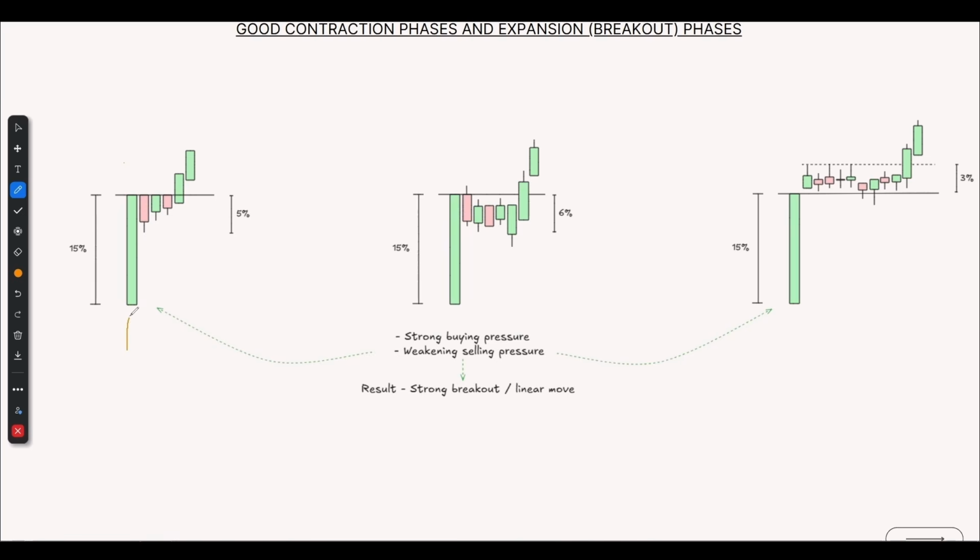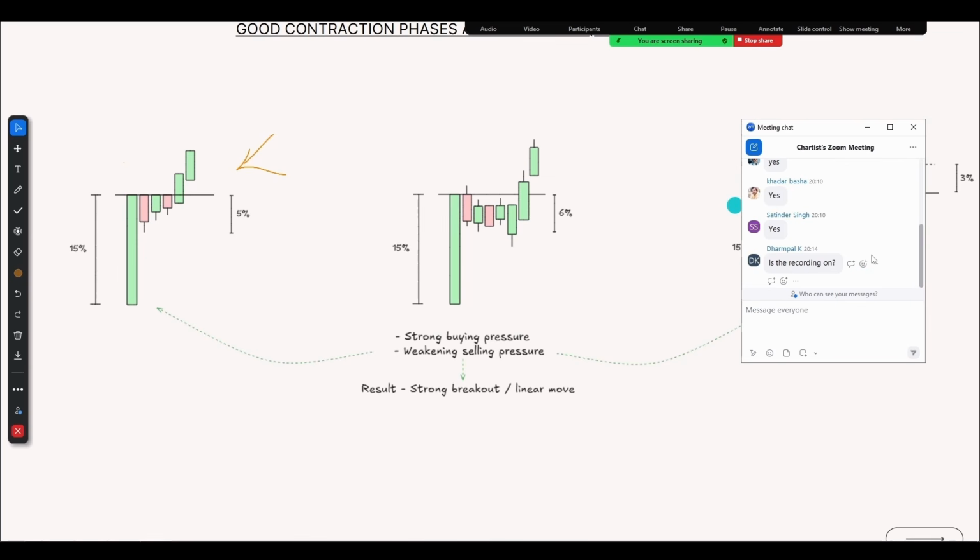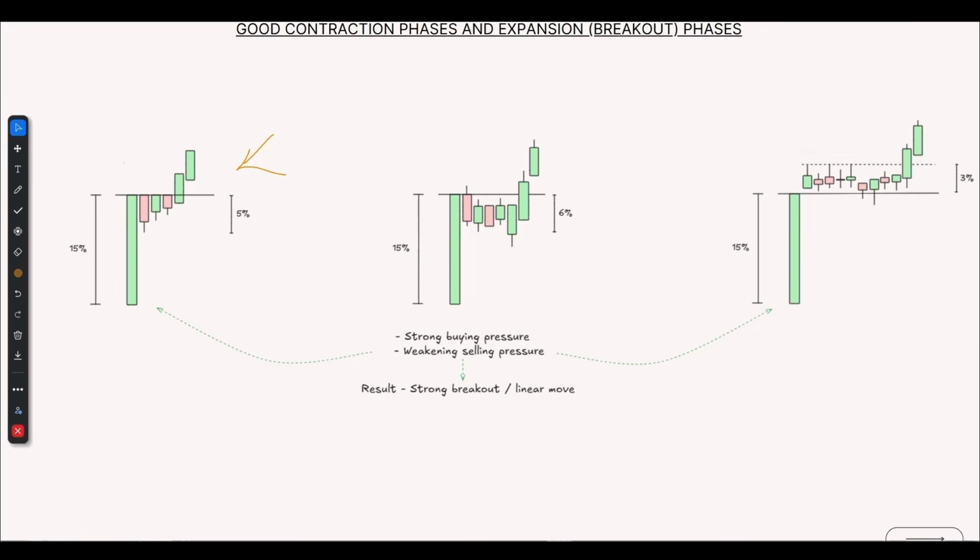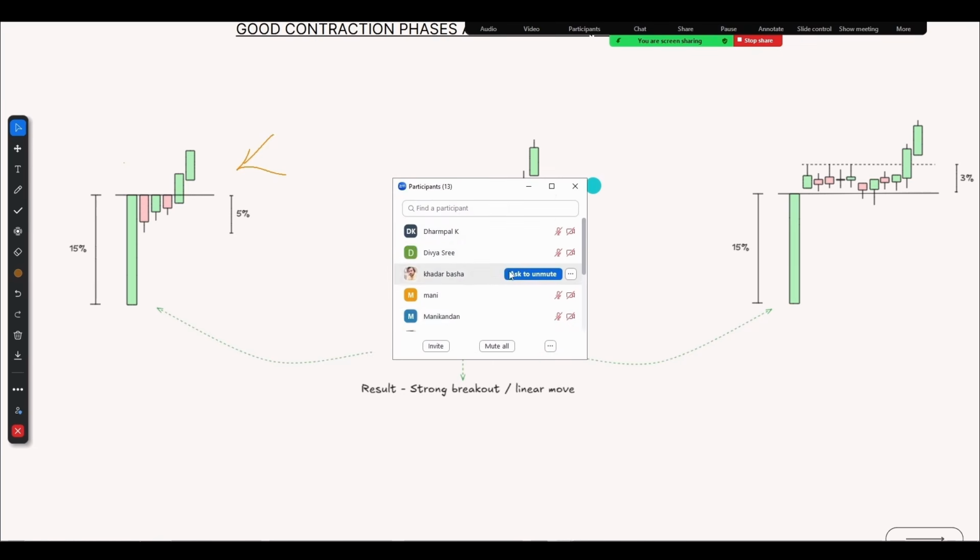Let's say this is a good breakout candle of 15% and this is your contraction phase, right? Now can anyone tell me what this contraction phase tells us? Does anyone want to answer? Okay, sir wants to answer, so you can unmute yourself, sir.